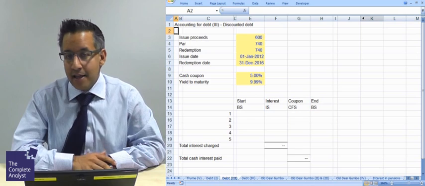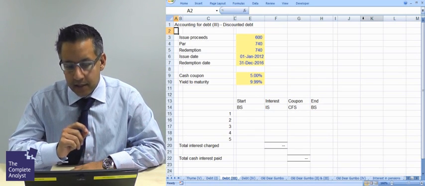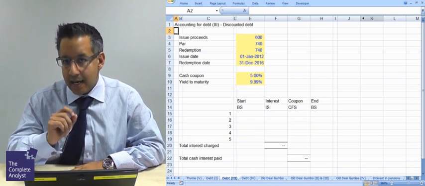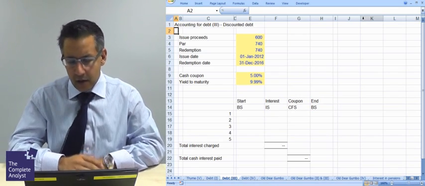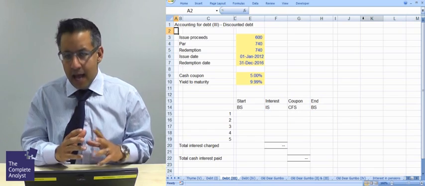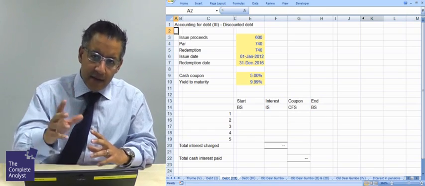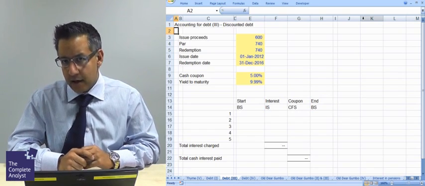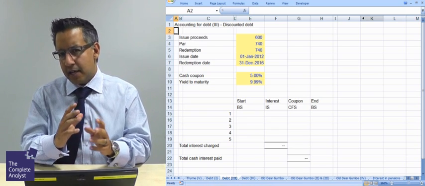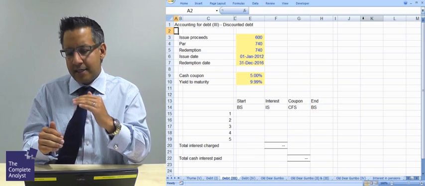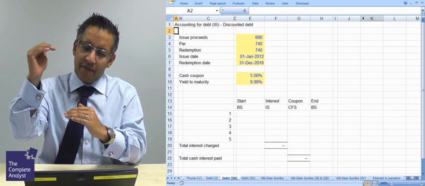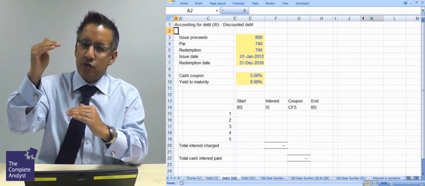At the end of that year, the only difference we have in this example is we're going to issue the debt at a discount. The debt has been issued at 600 million. So we're going to borrow 600 million and then we're going to pay back 740 in 5 years' time. Now, the way the accountants think about this, this difference between the discount at 600 and the repayment at 740, is they treat that difference as interest.